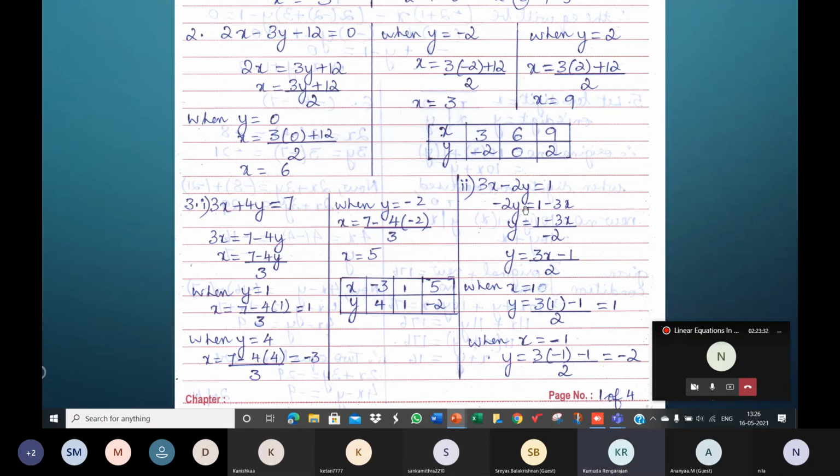Now this is the second equation. This is writing y in terms of x, not x in terms of y. And then we give different values for x here, and we find the corresponding values of y. So see, when x is 1, when x is -1, we find the corresponding values of y for different values of x.